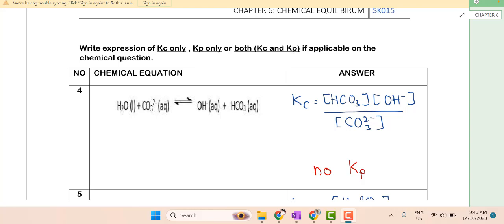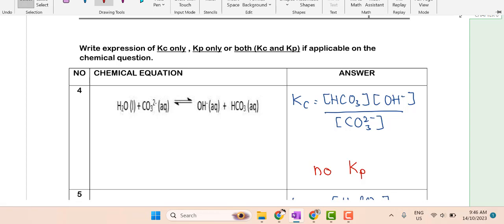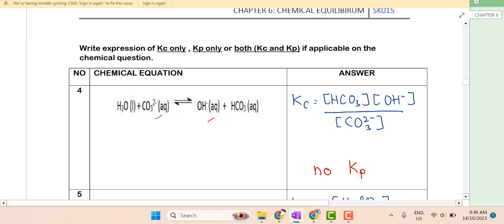Okay, next for number 4. For Kc, we will consider aqueous and gas. So we will take this one. So this is the expression, product divided by reactant. However, for Kp, there is no gaseous state. So there is no expression for Kp.